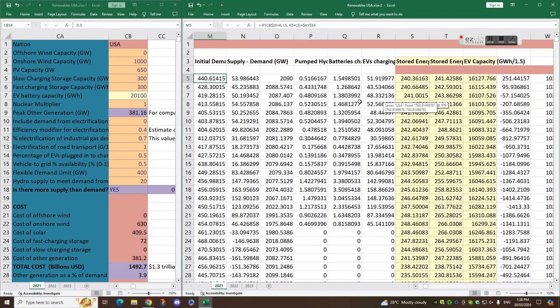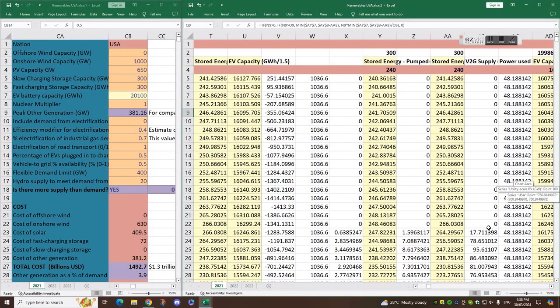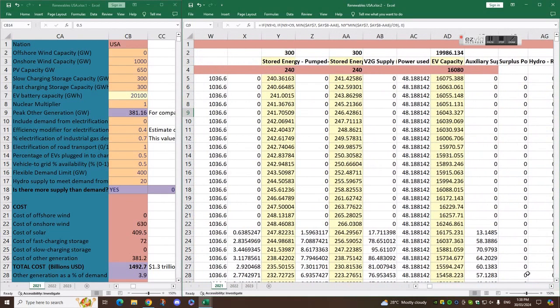For the passenger and light commercial vehicles, I'm including them in this as a third type of storage. So they're going to be charged when there's excess wind and solar, and they're going to be discharged when they can be discharged. Of course, the vehicles are used constantly, but they can also be used for vehicle to grid. So electrical vehicles can be used to supply power to the grid, and that's being modelled in this column here.